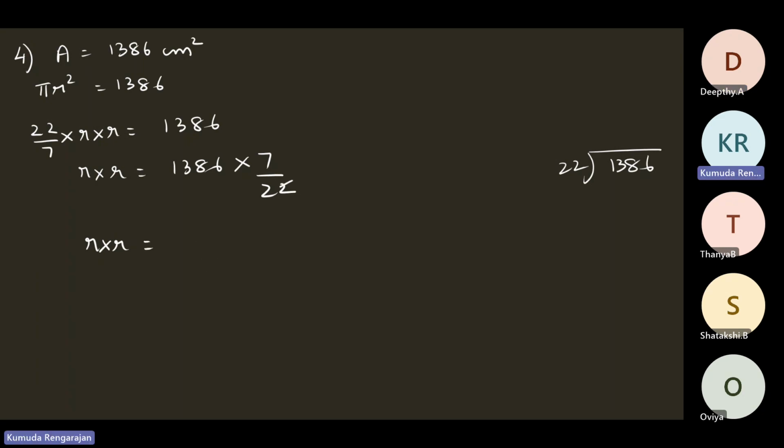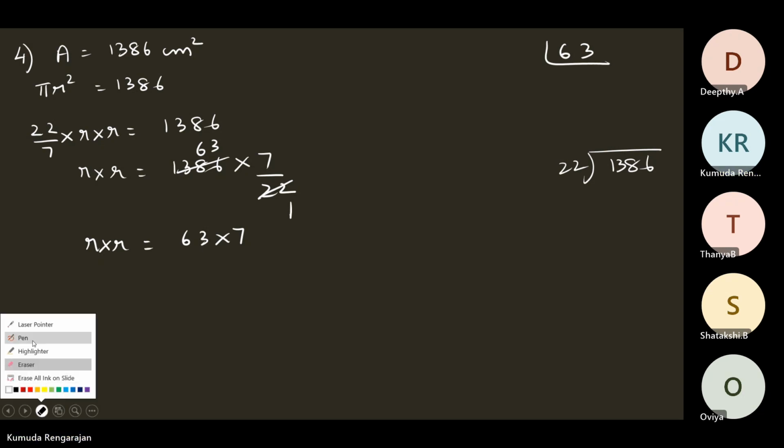63. Very good. So when you simplify, 22 ones are 22, 63 times. So R into R is 63 into 7. Now find the factors of 63. Three how many times? Can you divide by 2? Can you divide 63 by 2?